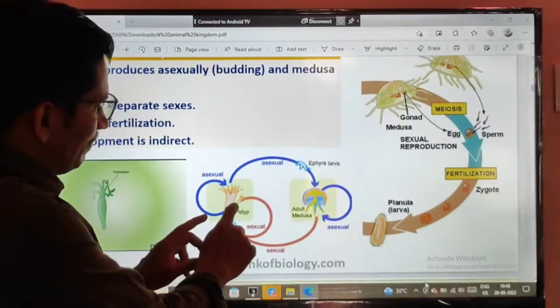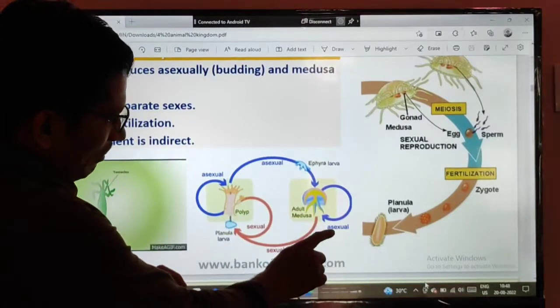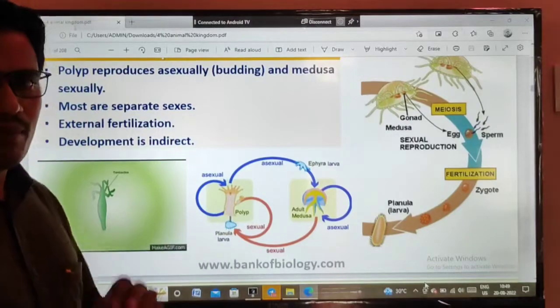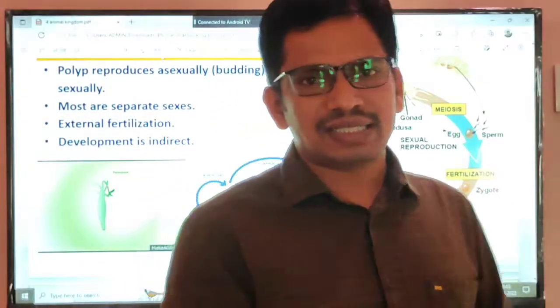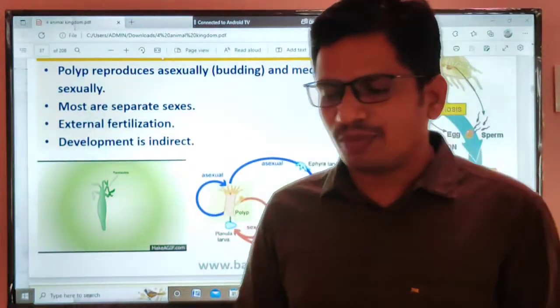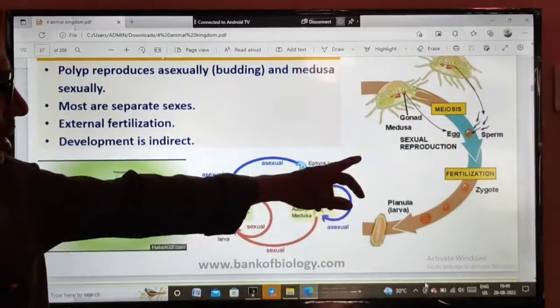Here is the polyp, the asexual mode, and here it produces the umbrella-shaped medusa, and the cylindrical-shaped polyp. Polyp and medusa show alternation of generation, and they can also show polymorphism, because more than two forms are available. We call this polymorphism.